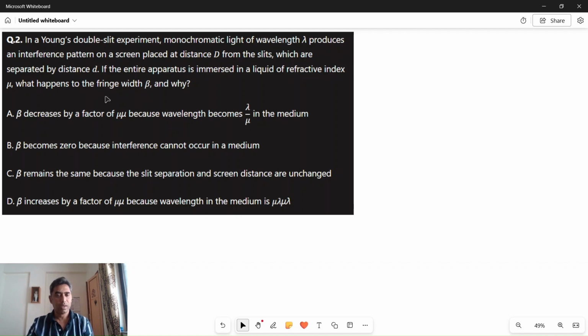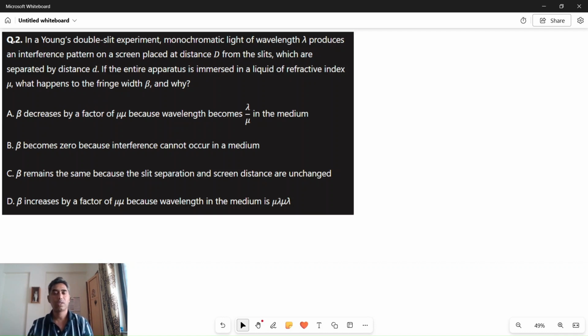Okay. Let us see the second question. In a YDSE, Young's double slit experiment, monochromatic light of wavelength lambda produces an interference pattern on a screen placed at a distance capital D from the slits which are separated by distance small d. The entire apparatus is immersed in a liquid of refractive index mu. What will happen to the fringe width beta?